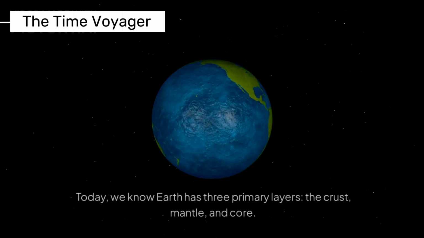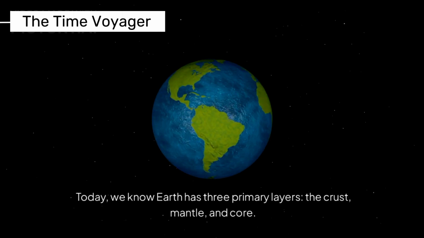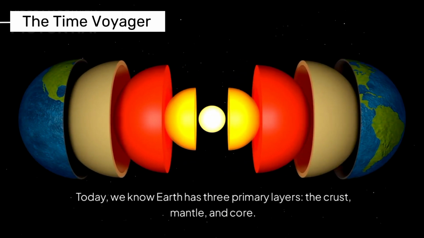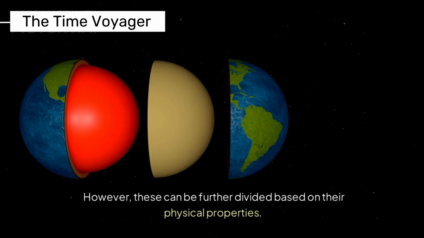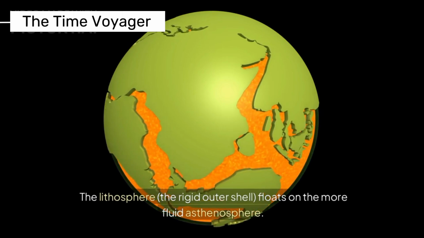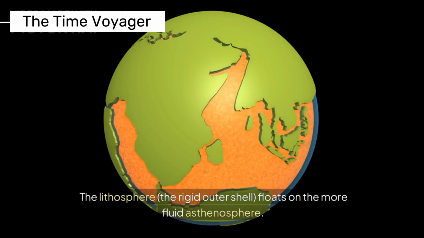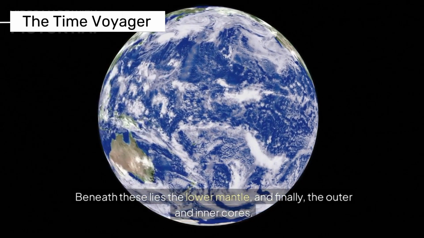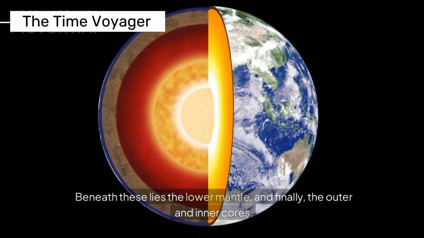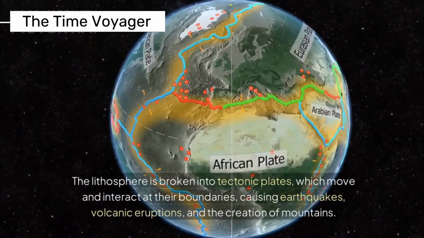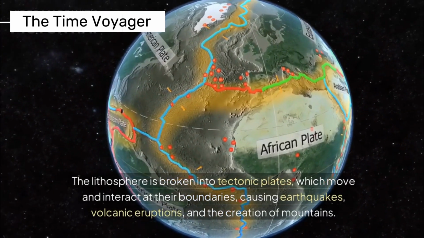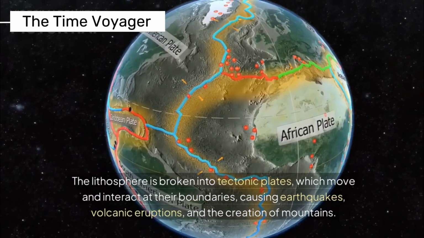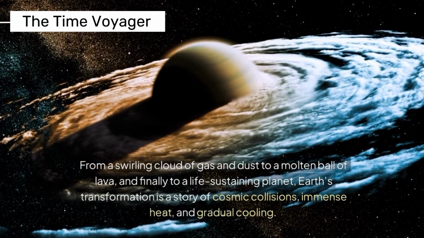Layers within layers. Today, we know Earth has three primary layers: the crust, mantle, and core. However, these can be further divided based on their physical properties. The lithosphere, the rigid outer shell, floats on the more fluid asthenosphere. Beneath these lies the lower mantle, and finally, the outer and inner cores. The lithosphere is broken into tectonic plates, which move and interact at their boundaries, causing earthquakes, volcanic eruptions, and the creation of mountains.